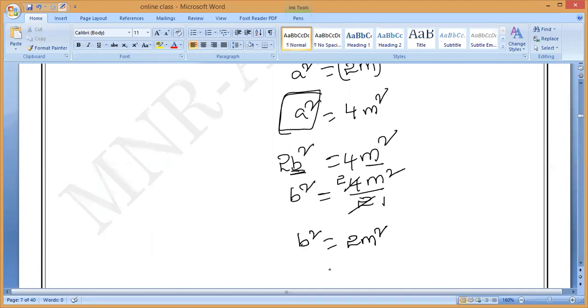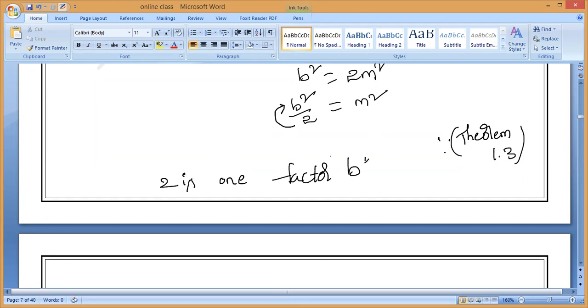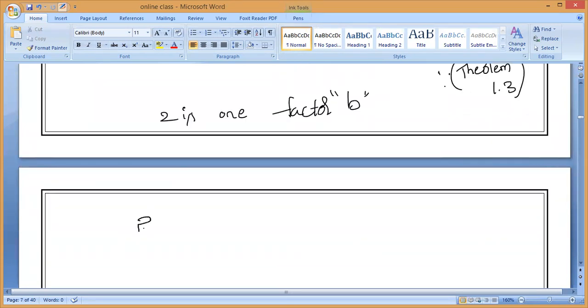Then B square divided by 2. Again you can apply Theorem 1.3. 2 is a prime number, 2 divides B square, and so 2 divides B. So 2 is one factor of B, and before we got 2 as a factor of A. So 2 is a common factor of A and B.